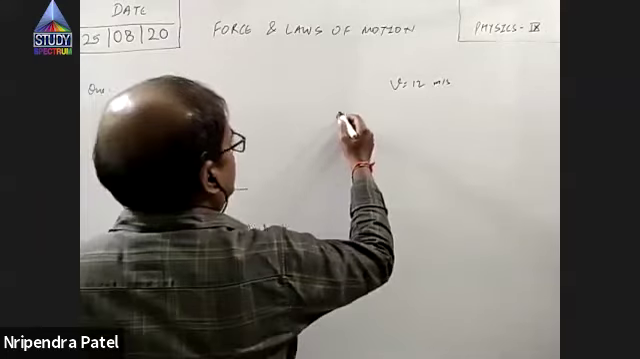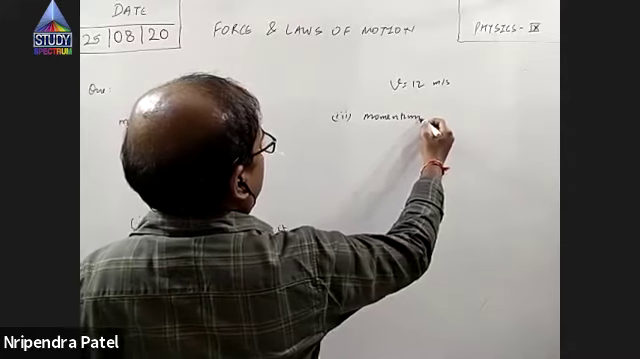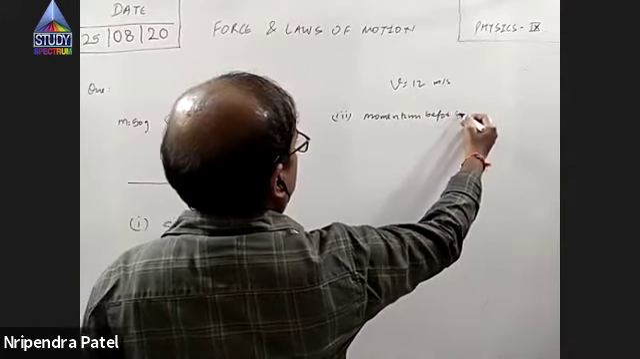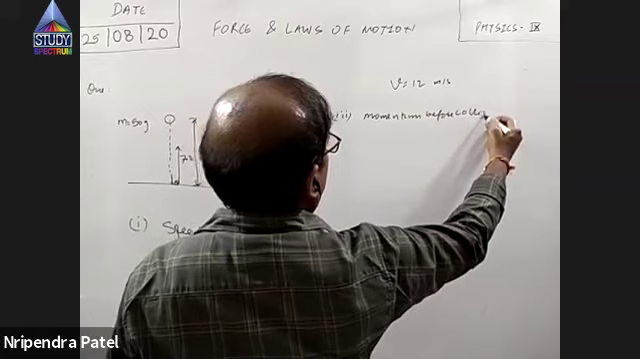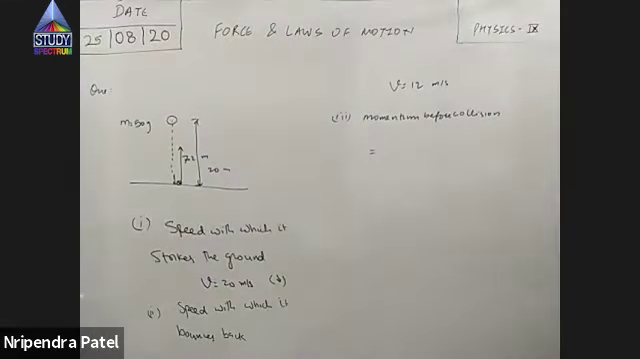Now, third was momentum before collision and after collision. So it is momentum before collision. Let us take downward direction as negative. So what is momentum before collision?